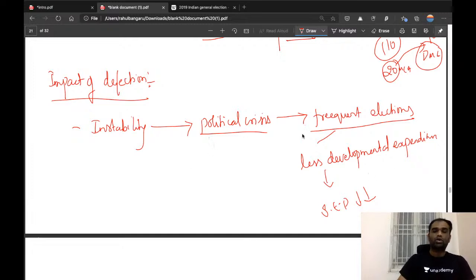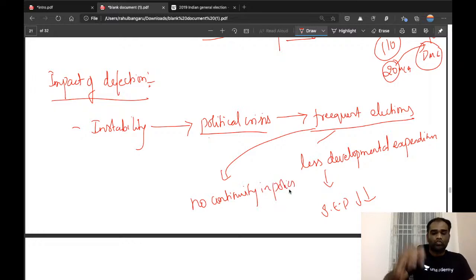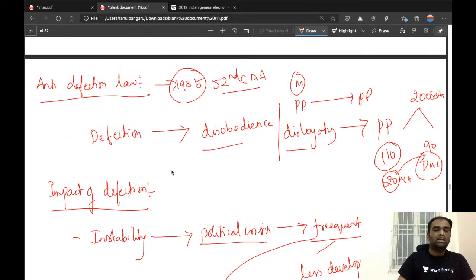Not only that, because of these frequent elections, there will be no continuity in policies. Now I'll give you one example. The metro rail in Tamil Nadu was introduced in 2009 during the DMK period. It was introduced by the DMK government.